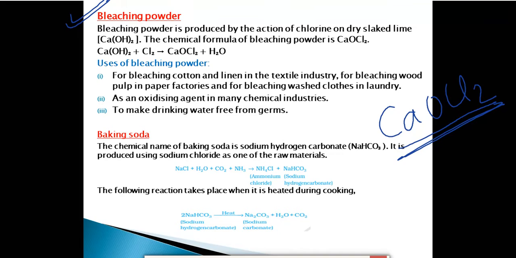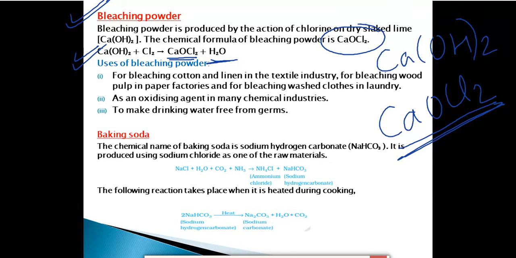You have to pass chlorine gas through slaked lime, that is calcium hydroxide, Ca(OH)2. Ca(OH)2 will react with chlorine to give you calcium oxychloride, CaOCl2, plus water. So this is the reaction for bleaching powder, meaning how bleaching powder is formed. If the question is asked how bleaching powder is produced, you will write that bleaching powder is produced by the reaction of chlorine with dry slaked lime. And what is this dry slaked lime? It is calcium hydroxide, Ca(OH)2. And remember the chemical formula of bleaching powder, it is CaOCl2.